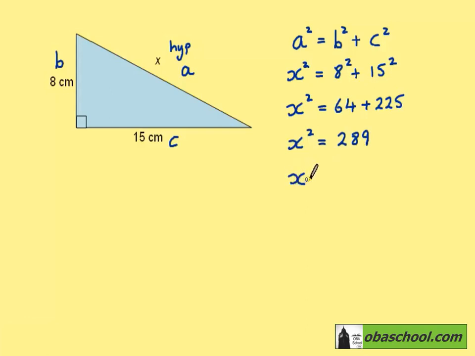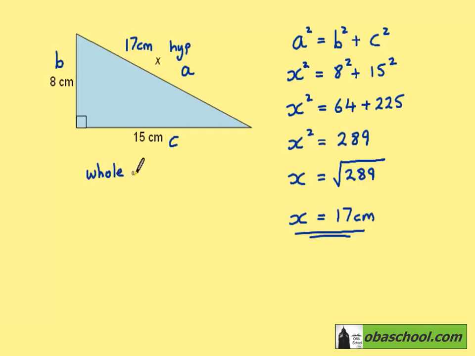Square root both sides, and x is equal to the square root of 289. Calculating this gives us exactly 17, so x is 17 centimeters. Note here that all three sides were whole numbers, 8, 15 and 17.